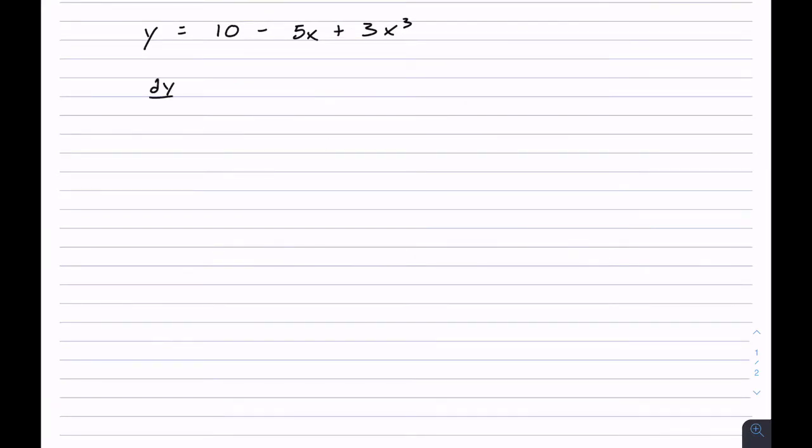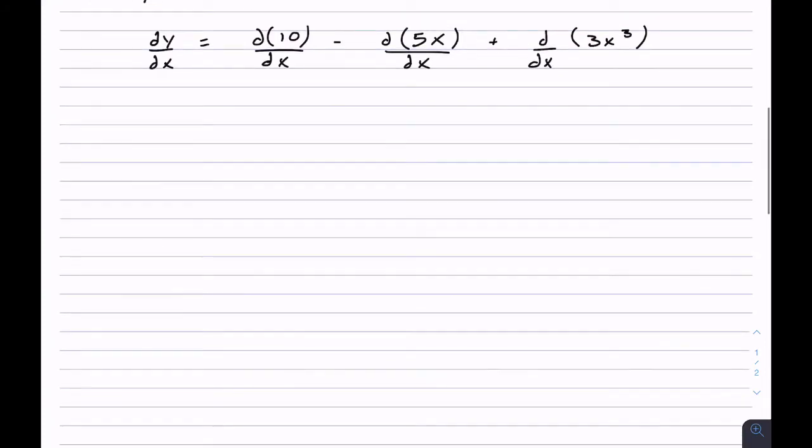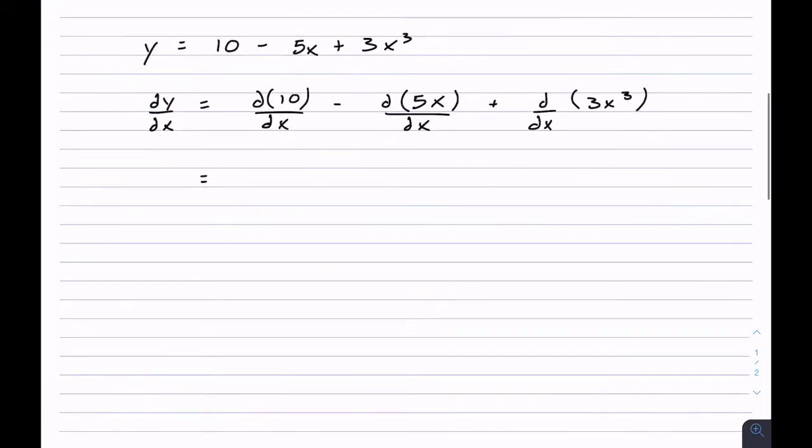So dy/dx is equal to the derivative of 10 with respect to x, minus the derivative of 5x with respect to x, plus the derivative with respect to x of 3x cubed. Okay, well, the constant 10, or any constant for that matter, is not a function of x, so we can just get rid of that. That goes to 0, right?